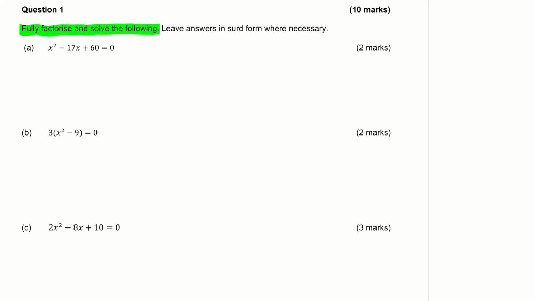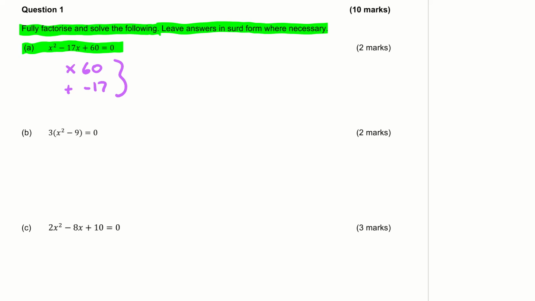Fully factorise and solve the following. Leave answers in surd form where necessary. So if we look at part A, where we have x squared minus 17x plus 60, we're looking for numbers that multiply to give 60 and add to give negative 17.